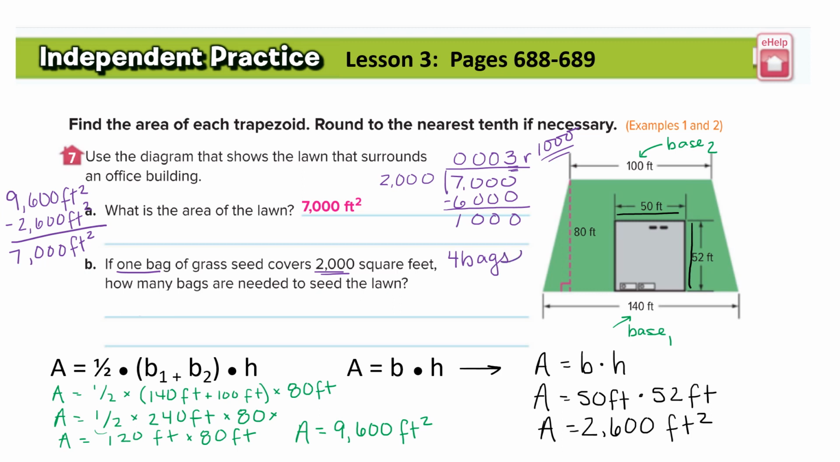So what I could do here is I also could draw a picture model. So this is 2,000 square feet, 2,000 square feet, 2,000 square feet, 2,000 square feet, so 2, 4, 6, 8. So that's 8,000 square feet, but I need that extra because I have 7. So you need 4 bags.